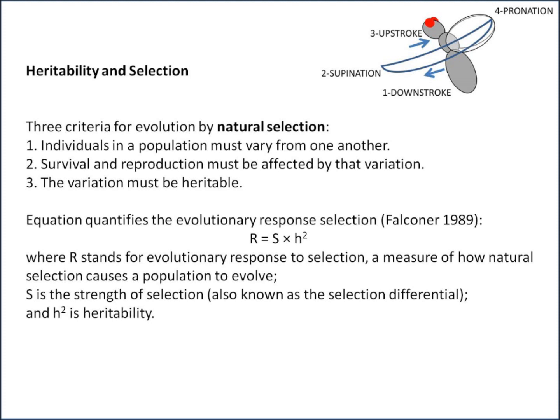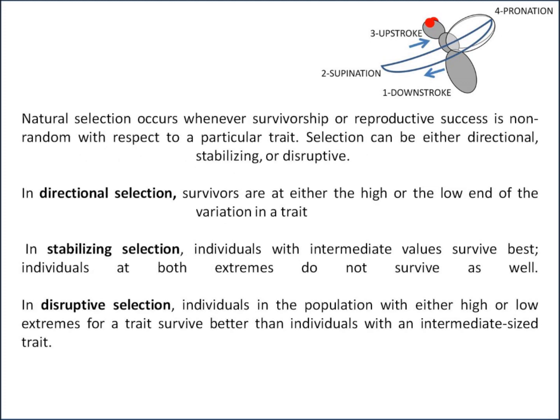in the narrow sense. In order to understand big R, let's first discuss the concepts of selection, selection differential, and heritability. Selection, and the strength of natural selection, occurs whenever survivorship or reproductive success is non-random with respect to a particular trait. Selection can be either directional, stabilizing, or disruptive. Let's look at those three types of selection a little bit more in detail.